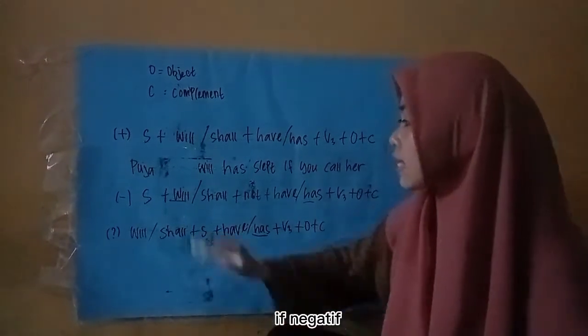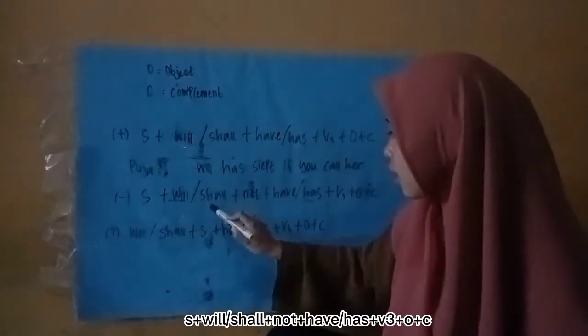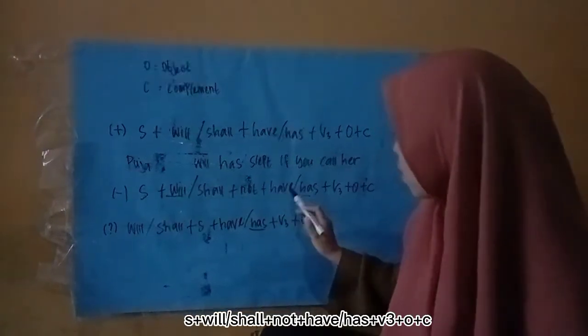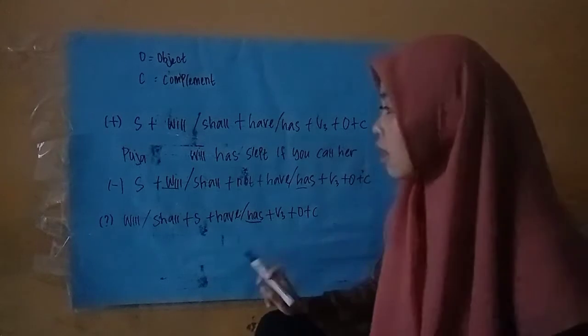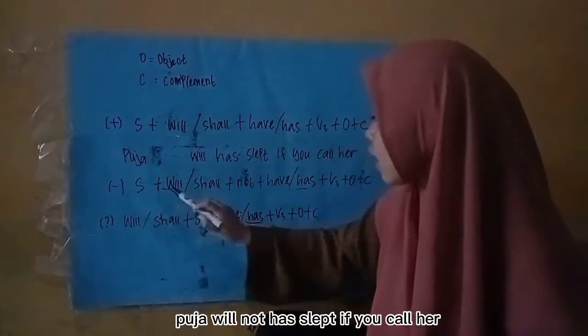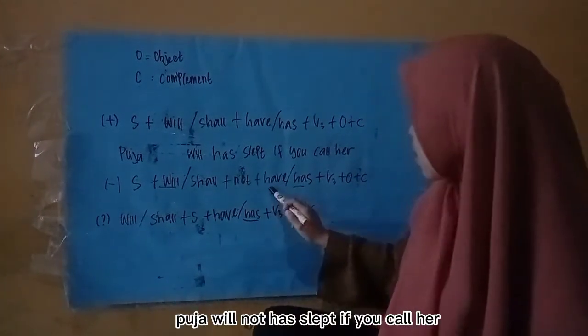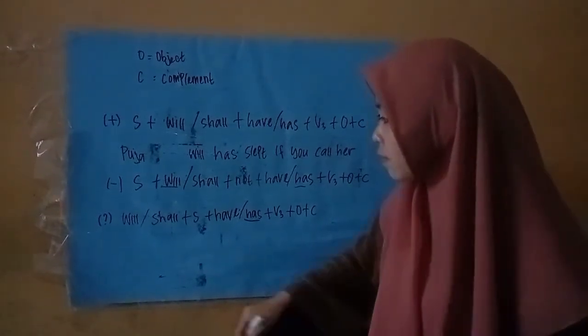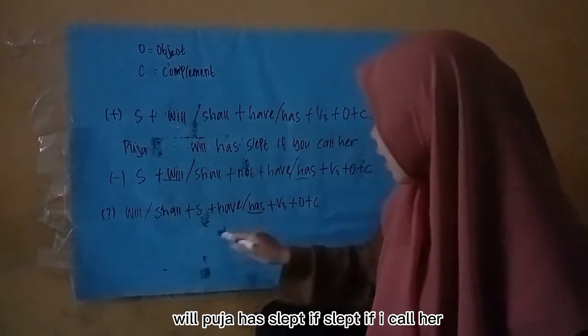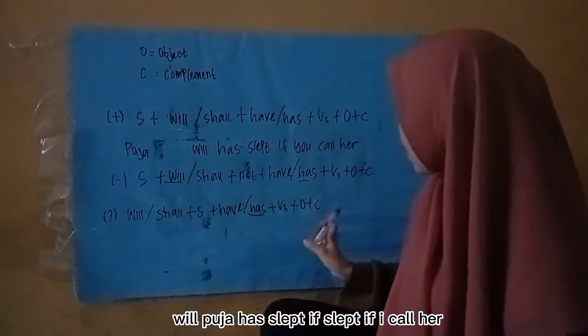If negative, subject plus will or shall plus not plus have or has plus verb 3 plus object plus complement. Example is: Puja will not has slept if you call her. If interrogative, will Puja has slept if I call her?